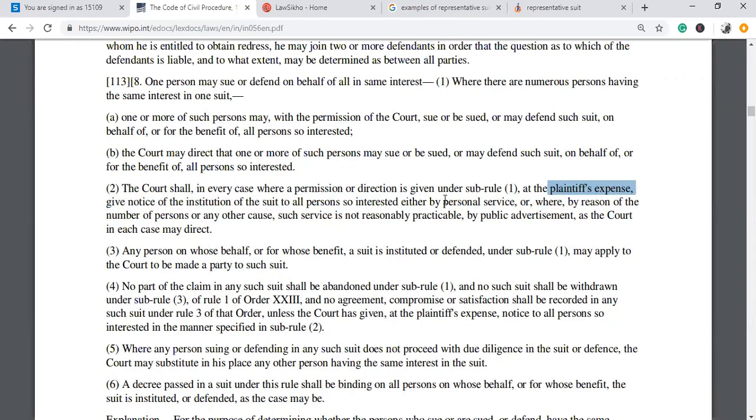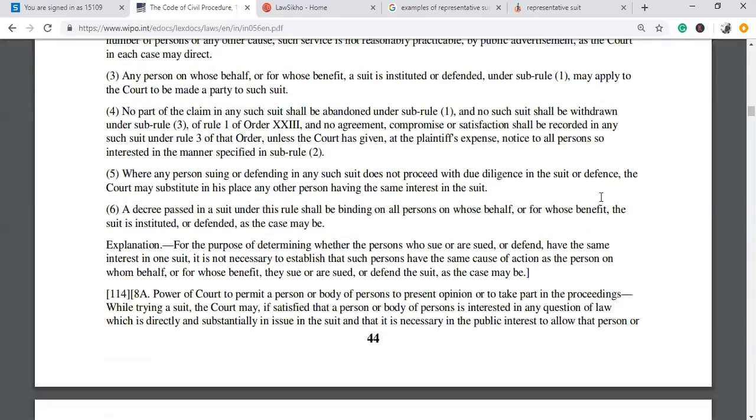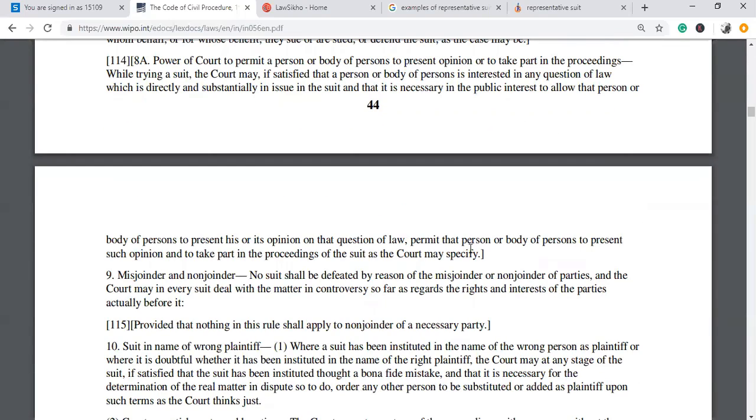Now there are two modes of service of this notice discussed here. It is either by personal service or by public advertisement. Public advertisement is used in cases where, by reason of the number of persons or any other cause, such service, that is personal service, is not reasonably practicable. So in those cases we have public advertisement. Let us say we have 1,000 people who are represented in the suit. We discussed numerous persons here; if the persons are actually numerous, then we have the situation of public advertisement for serving notice.